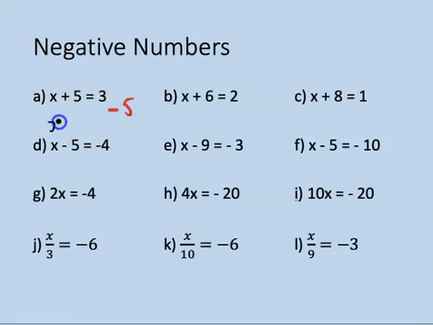So x is going to equal 3 take away 5, which is minus 2. Let's take d here for example. x minus 5 equals minus 4. Instead of taking away 5, I'm going to add on 5. So this, therefore, means that x is going to be by itself here. And minus 4 plus 5 is equal to 1.